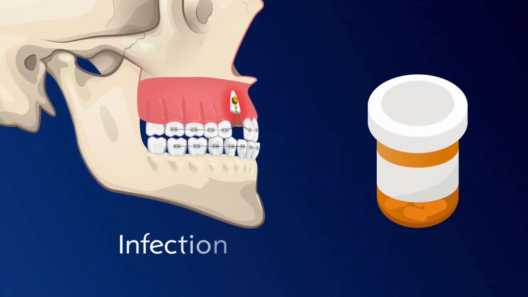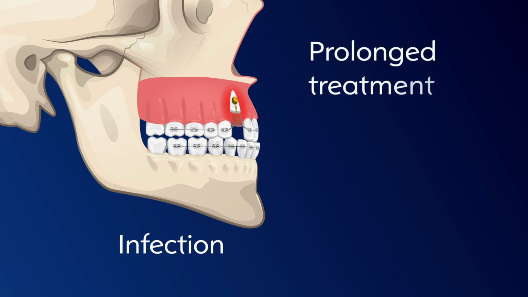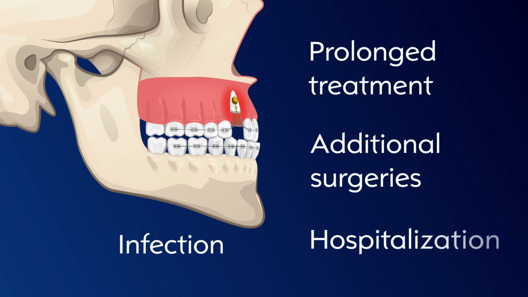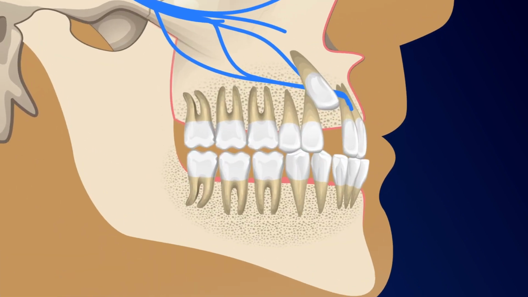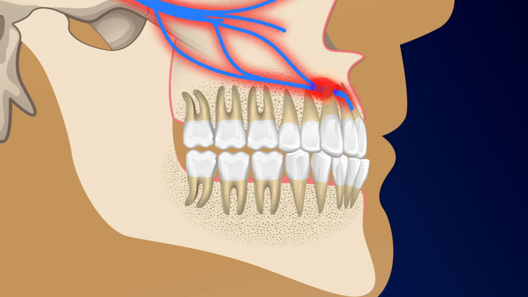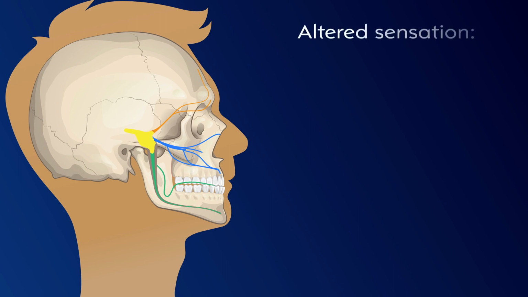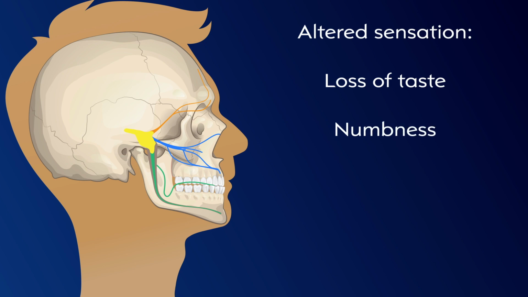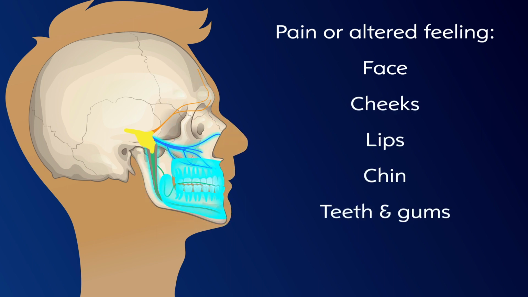Infection can happen with any surgery and is often treated with antibiotics. However, some infections may require prolonged treatment, additional surgeries, or in rare cases, hospitalization. There are several nerves in your face, including those in your upper and lower jaws. Exposure and bond surgery, or the use of local anesthesia, can cause injury to these nerves. These nerve injuries can result in altered or loss of sensation, including loss of taste or numbness. Nerve injuries can also cause pain or altered feeling in the face, cheeks, lips, chin, teeth, gums, and/or tongue.